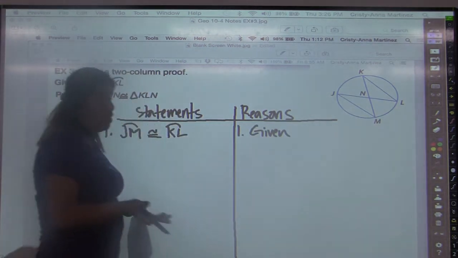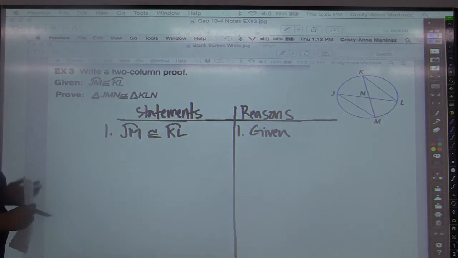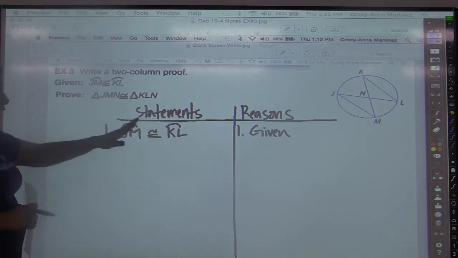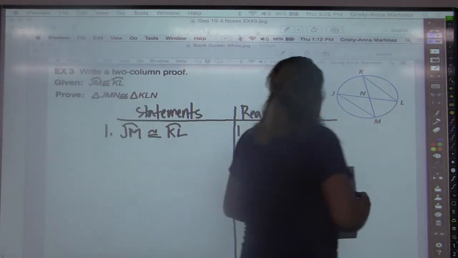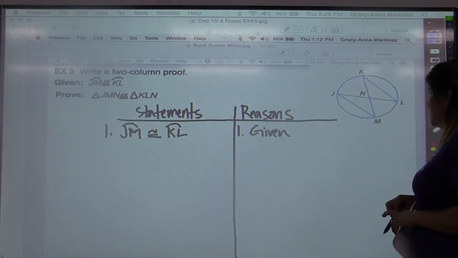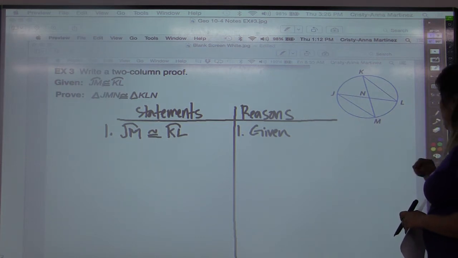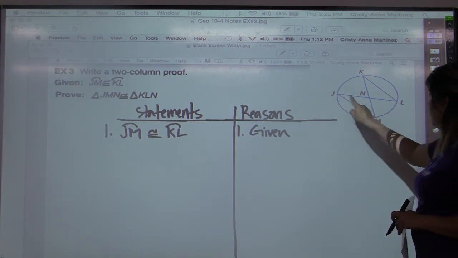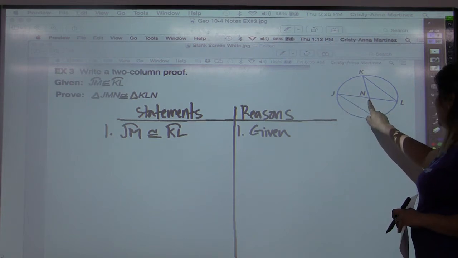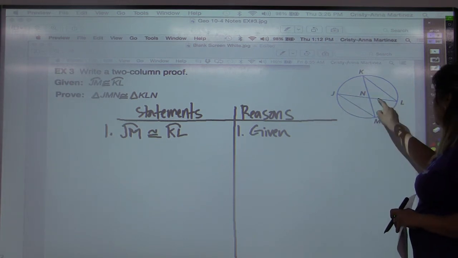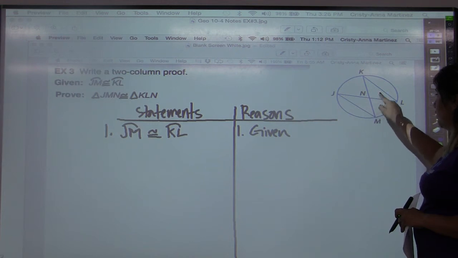Now, one thing I should have done, I'm assuming that you're doing it, but we shouldn't assume anything. So what are they even asking us to prove? We do have a diagram over here, so I want to just briefly direct you over to the diagram so you can see what's happening here. They want us to prove that triangle JMN, so this triangle right here, is congruent to KLN, which would be this triangle here. So these two triangles, they want us to prove that they're congruent.